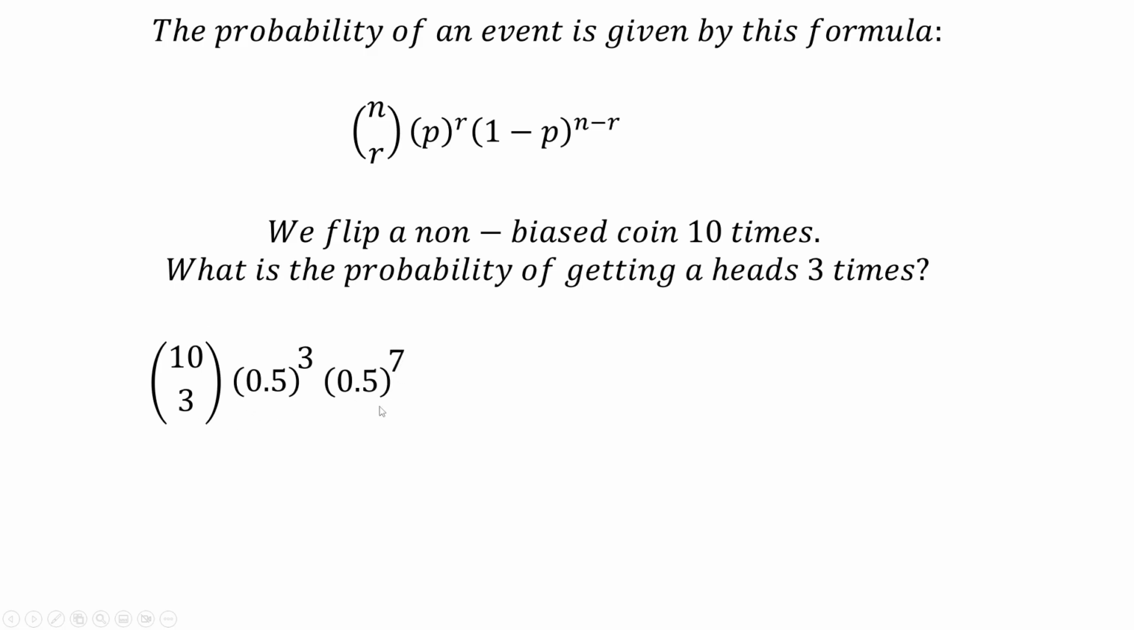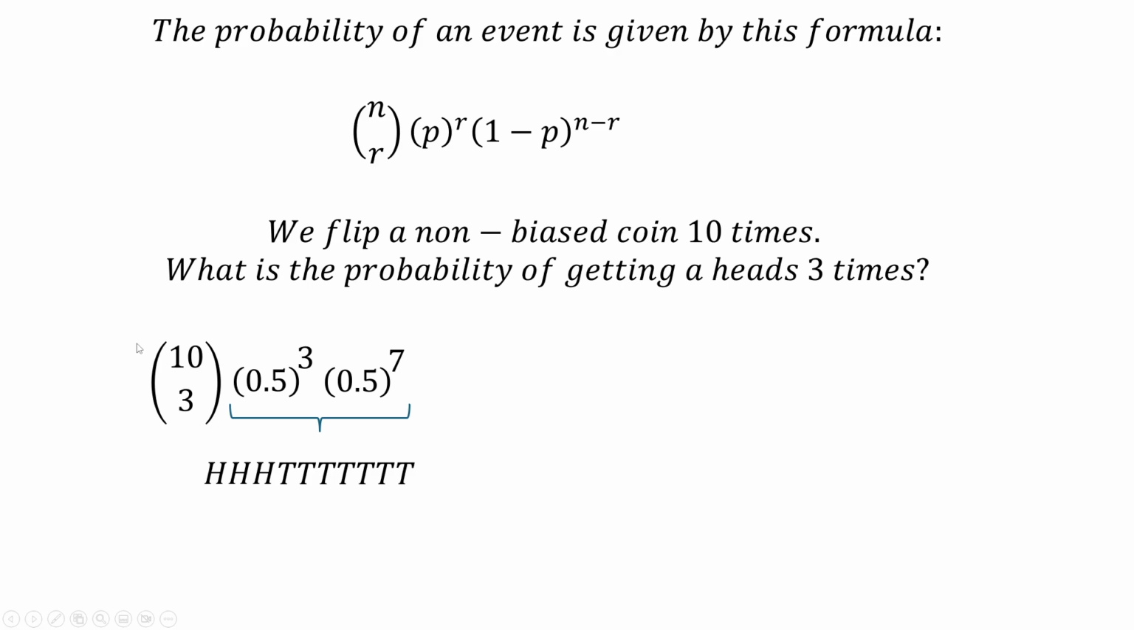Right, what this part here is actually saying is, first of all, we're going to get 3 heads in a row, so 0.5 times 0.5 times 0.5, hence 0.5 cubed. And then we're going to get 7 tails in a row, so 0.5 times 0.5 times 0.5, etc., until you get 7 tails. Okay, and that's the probability of this event.